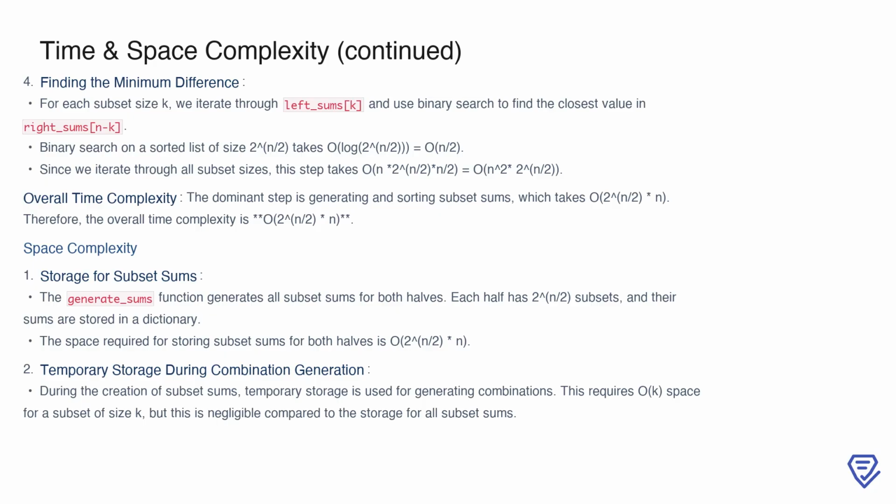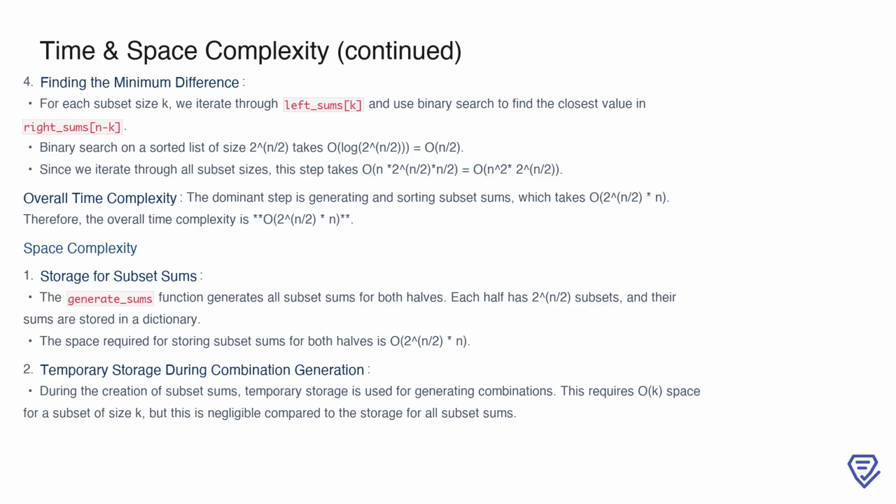Combining all these steps, the dominant contributor to the overall time complexity is the generation and sorting of subset sums, which takes O(2^(n/2) * n). Thus, the overall time complexity of the solution is O(2^(n/2) * n).